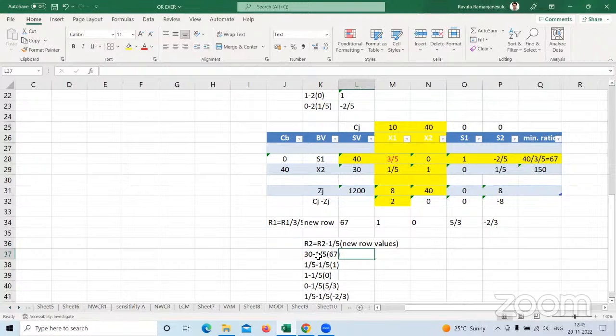150 minus 67, divided by 5. 16.6, or 16.7.